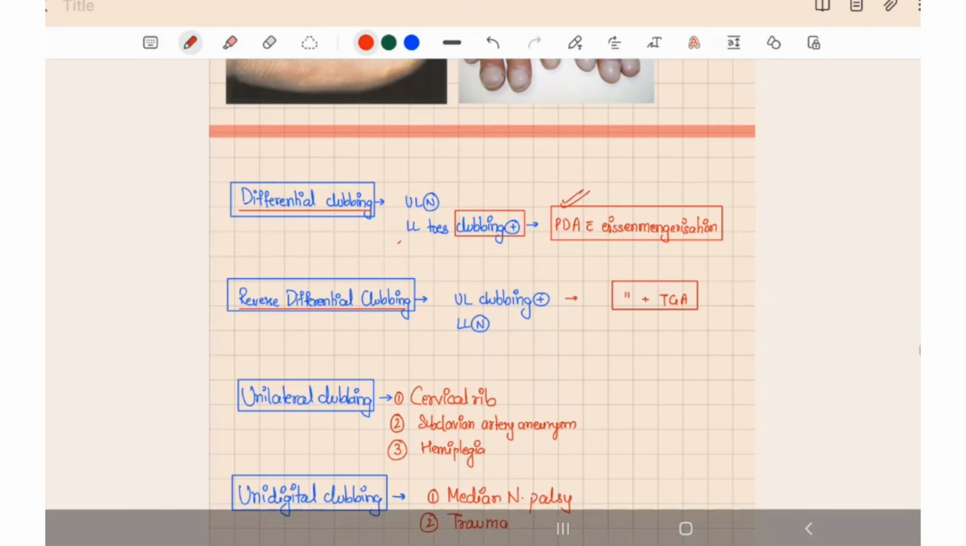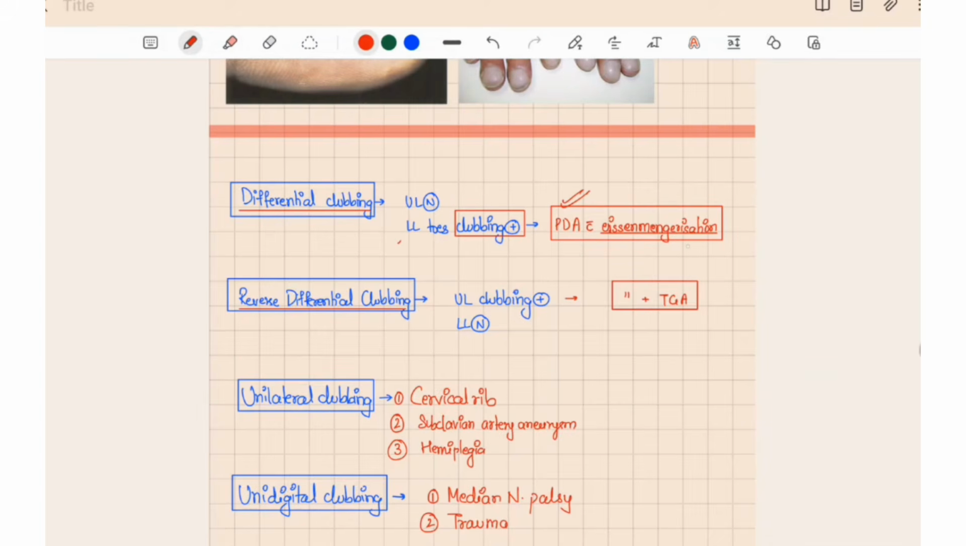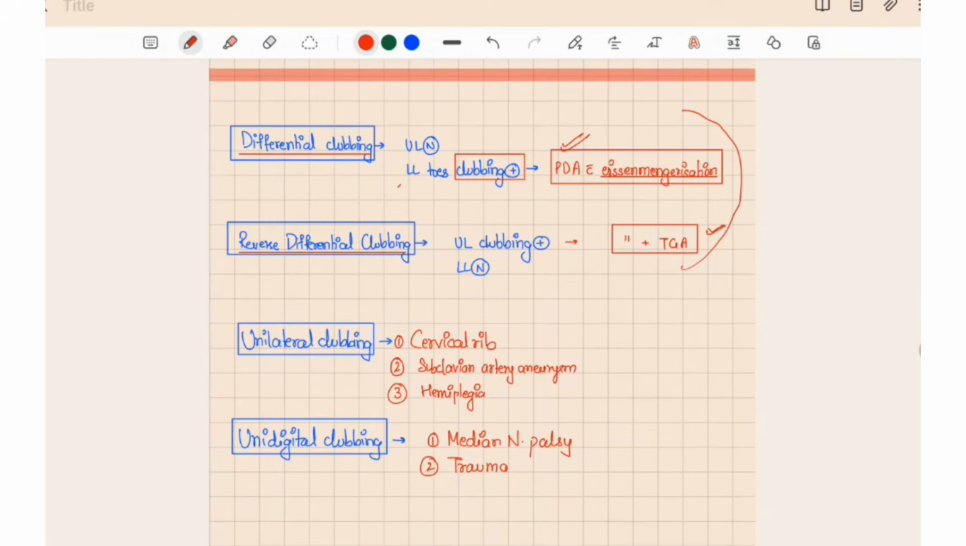and this will be seen in patent ductus arteriosus with Eisenmengerization, whereas the reverse differential clubbing will be seen in patent ductus arteriosus with Eisenmengerization with transposition of great arteries. If you want to know the mechanism of this, you can refer to the video of cyanosis.